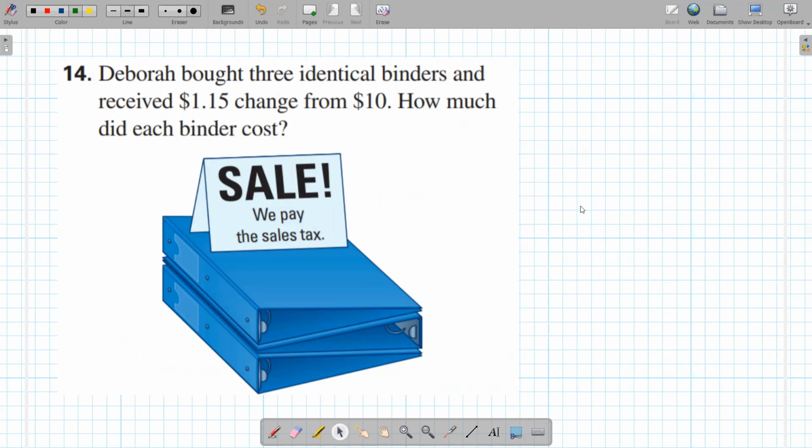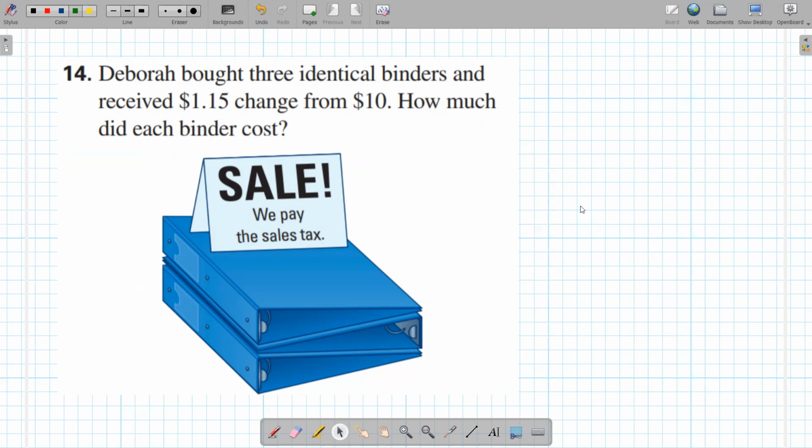Tell me the equation. Again, what does X represent? X is the cost of each individual binder. The answer would be $10.